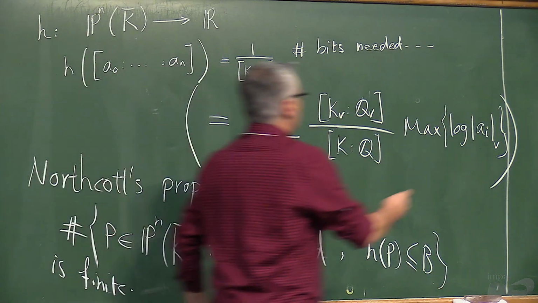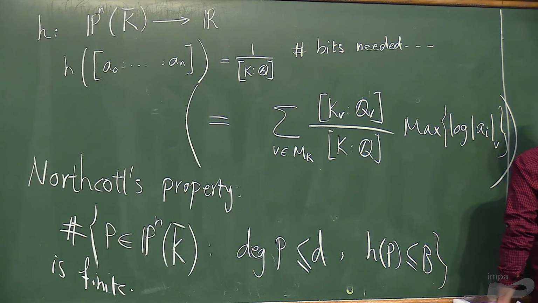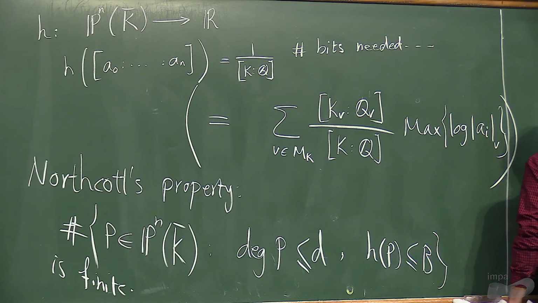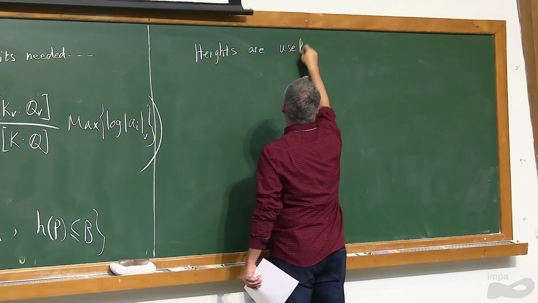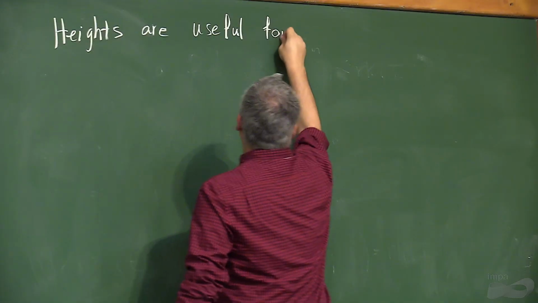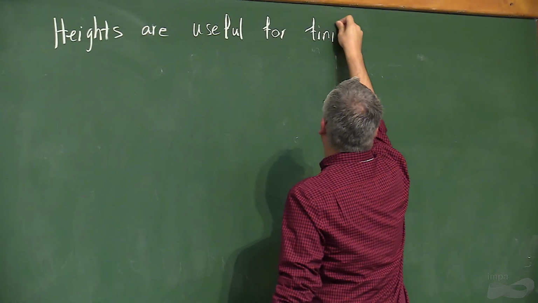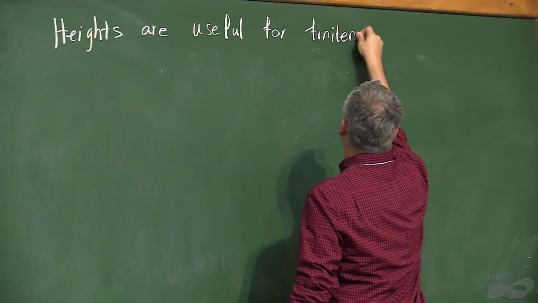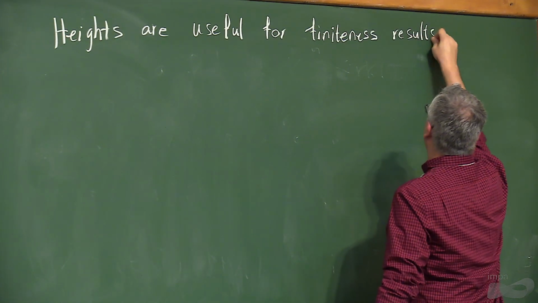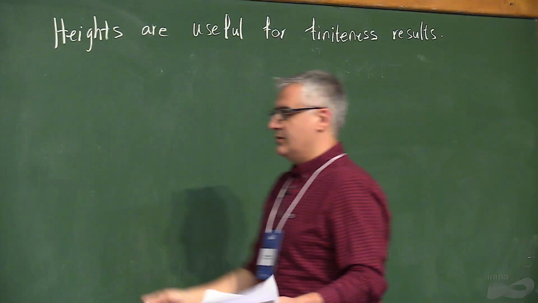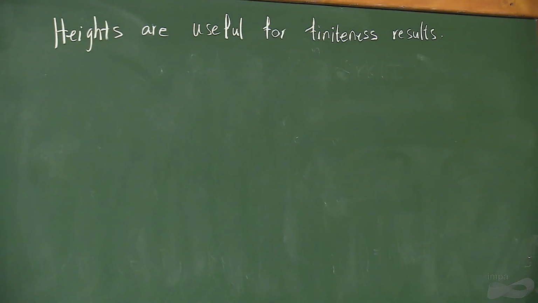So height, let me just say, the mode of heights are important for finiteness questions. Height functions are useful for finiteness results. But even beyond that, already for the BSD conjecture, there are quantities that come from height functions.